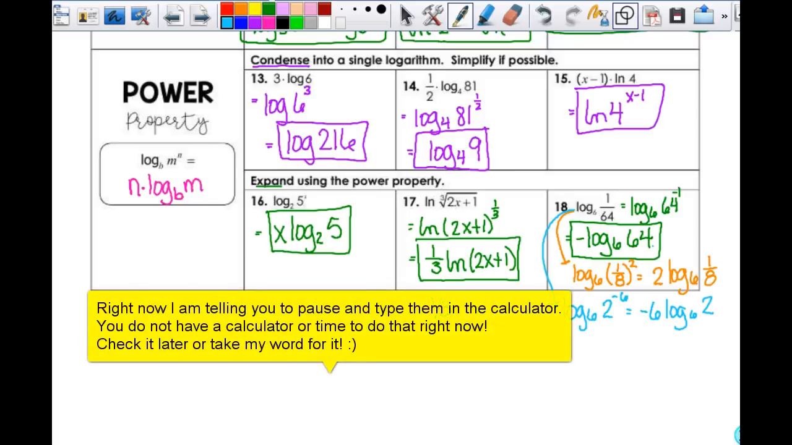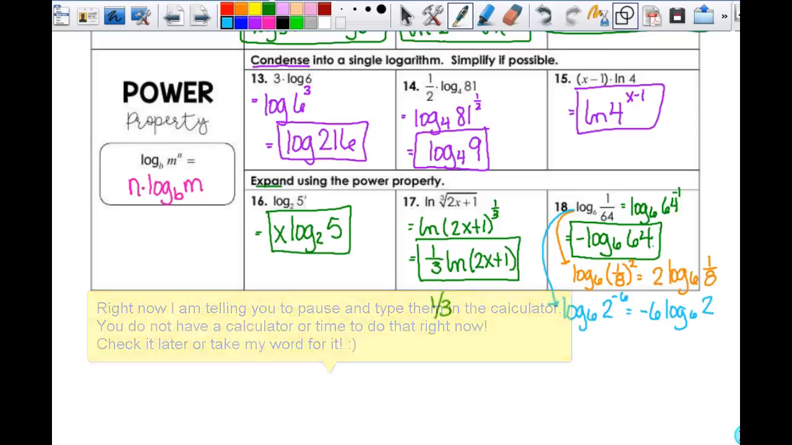So you could pause this, and then instead of worrying about the fact that it's base 6, because whatever base it is didn't really play into anything that we did, we can just pretend like this is base 10, and then on your calculator, type in negative log of 64, get your answer. Type in 2 log of 1/8, get the answer. -6 log of 2, get the answer. And notice that they're all three the same. It's just different ways to write it to represent that number.